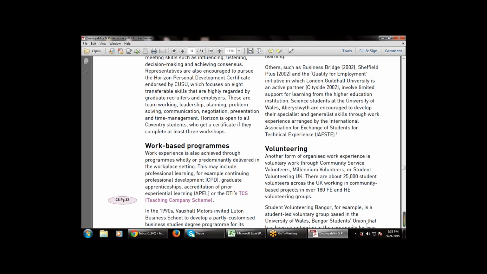And that may include professional learning, for example continuing professional development, that is CPD, graduate apprenticeship, then accreditation of prior experiential learning, that is APL or DTR, and the Teaching Company Scheme, that is TCS.